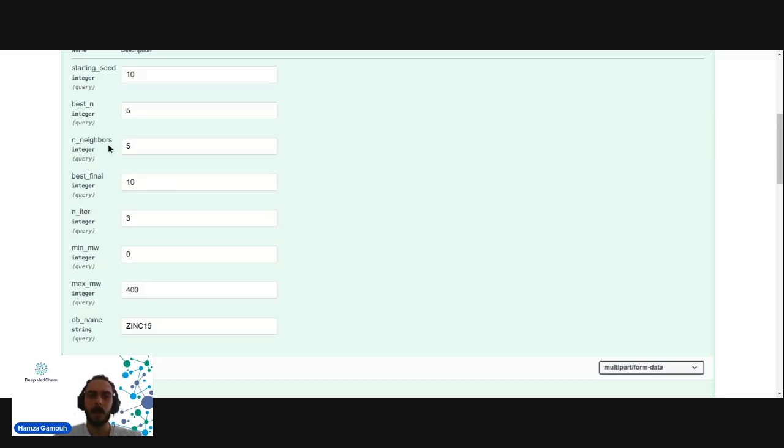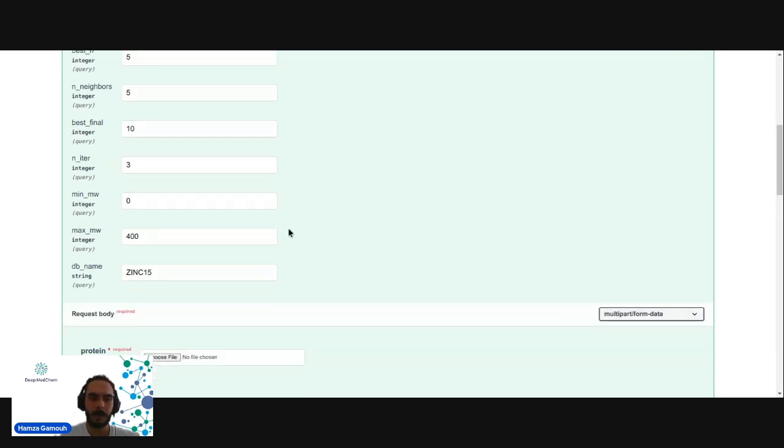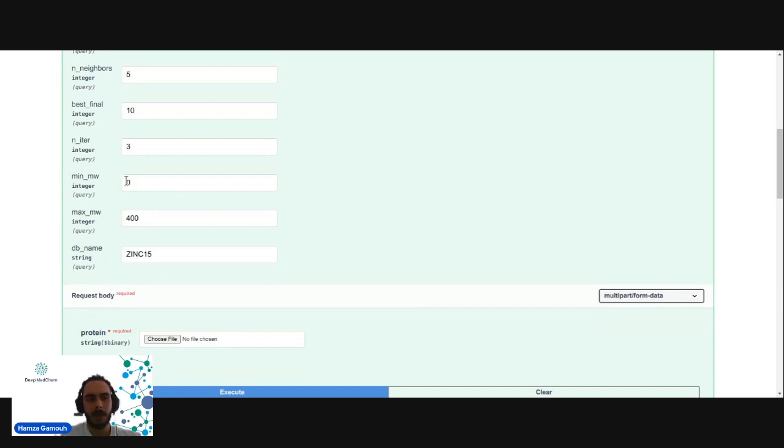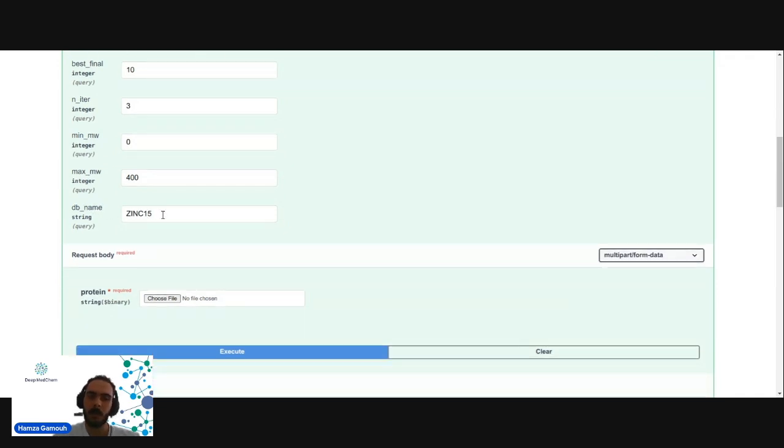The number of neighbors is how many neighbors cheese searches from the best molecules. The best final is the number of molecules that you would like to get at the end of the exploration. These are the molecules that will be returned. The number of iterations is how many iterations need to be performed. Then there are the minimum and maximum molecular weight, to define a specific range of molecular weight that you would like to constrain cheese on. And then we have the database name, for which we will be using ZINC 15.